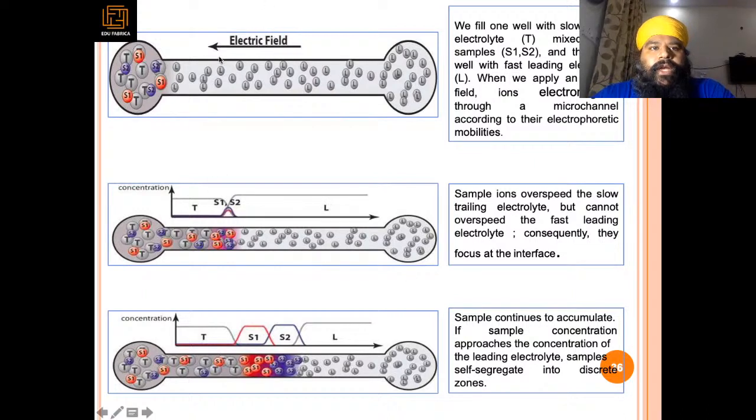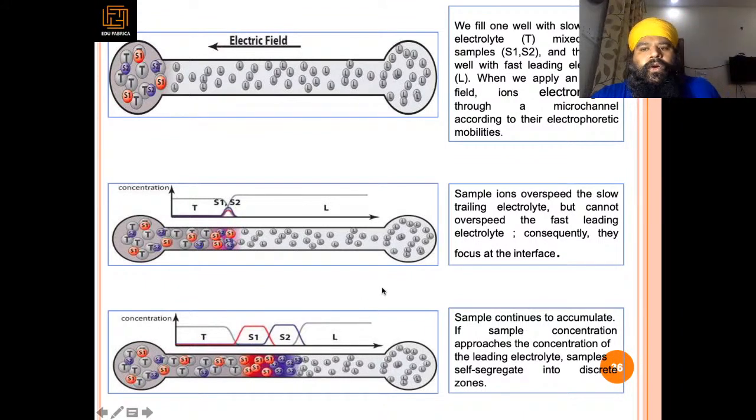We have this electric field. We fill one side with the slow trailing electrolyte mixed with the samples, and the other with the fast leading electrolyte. So T is your slow trailing electrolyte mixed with the samples S1 and S2, and L is the fast leading electrolyte. Then the electroosmotic flow will start. The samples will go and mix together somehow. We will see S1 and S2 in the middle, in between T and L, and then S1 will be separated, S2 will be separated. On the left mainly your T will be there, on the right your L will be there.